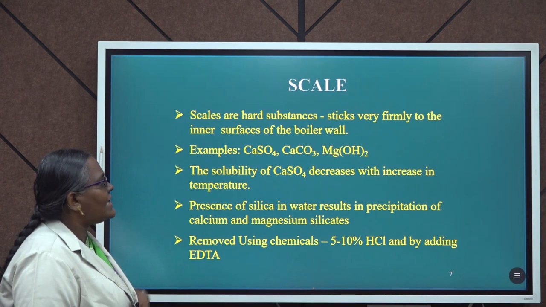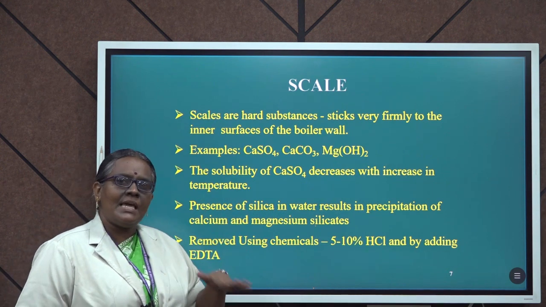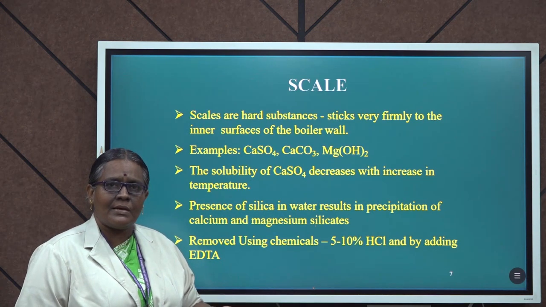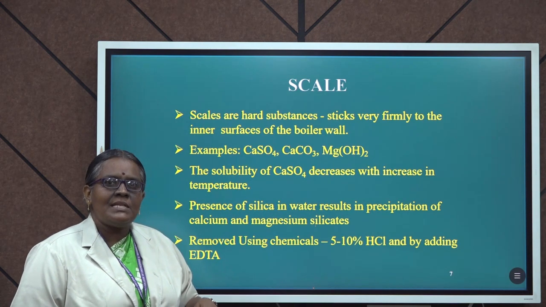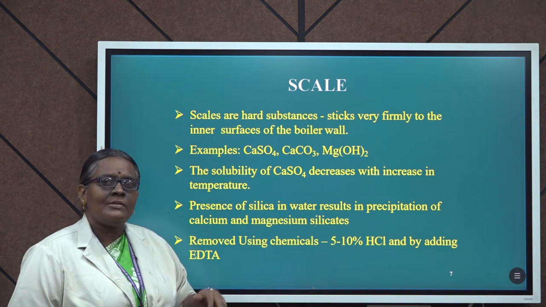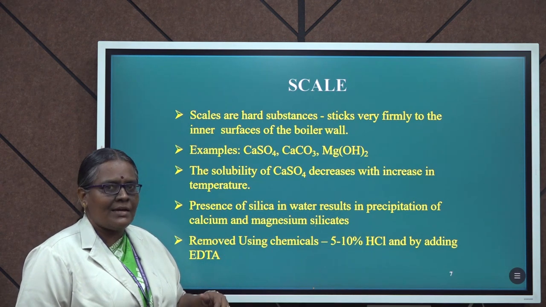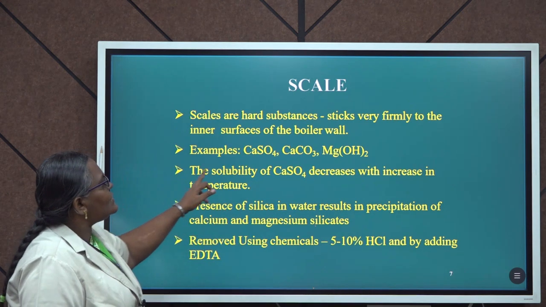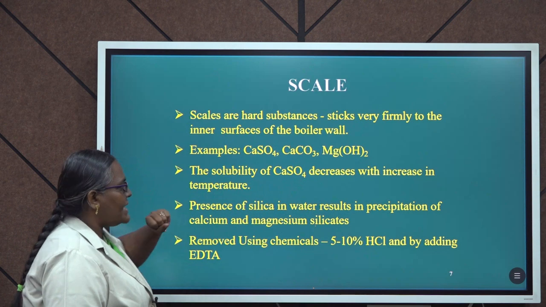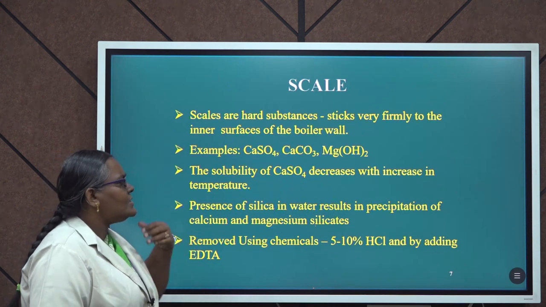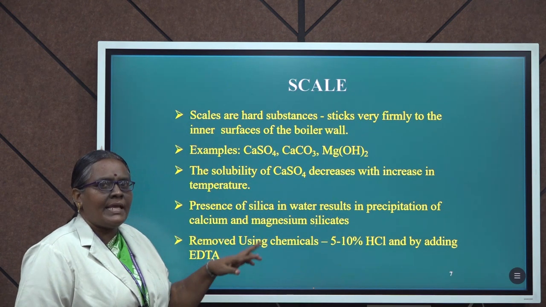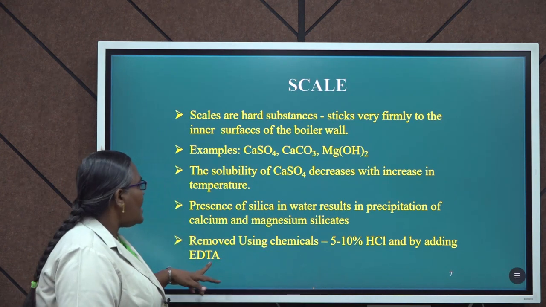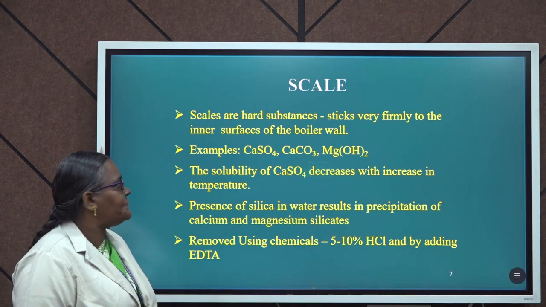Next, scale. Scales are hard substances. This can be seen as well as in our homes also. When you boil the water obtained from bore wells, some white deposits will be there. So it will be hard to remove. So like that, in boilers also this scale formation is happening. So this is due to calcium sulfate, calcium carbonate, magnesium hydroxide. So this causes hard deposits. It can only be removed by chemicals, that is 5 to 10% HCl or by adding EDTA.